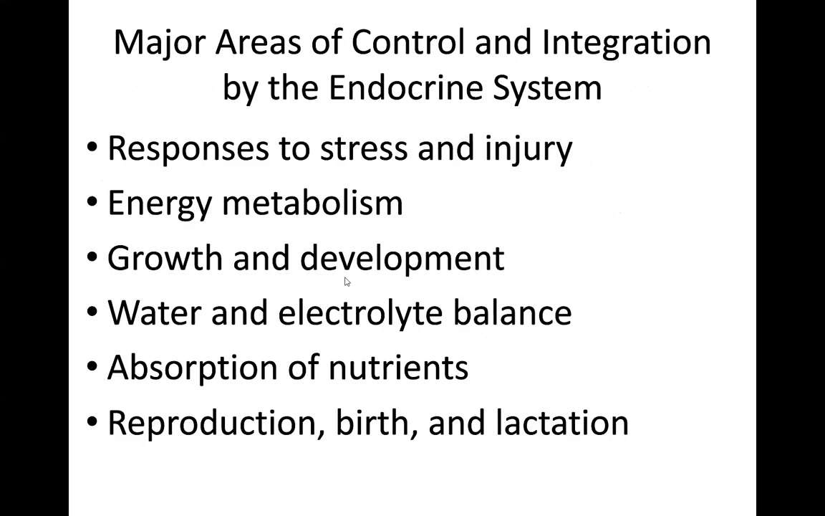As a whole, we can say that our endocrine system provides us with 6 major areas of control and integration. Number 1, responses to stress and injury. Number 2, metabolism when it comes to energy, growth and development, water and electrolyte balance, absorption of nutrients, and then reproduction, birth, and lactation.